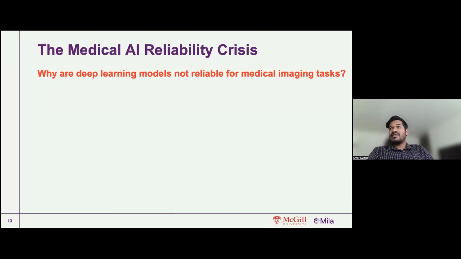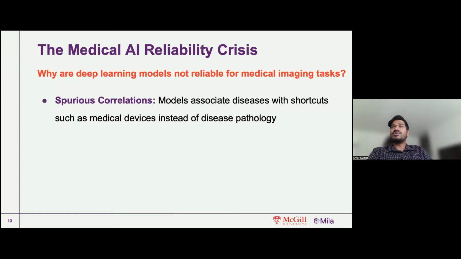So this is the medical AI crisis: deep learning models are not reliable in medical imaging tasks. If we drill down further, what are the issues that we see? The first issue that we come across is spurious correlation. If you're not familiar with this, it can simply be understood in terms of shortcut learning, which is that while doing this medical analysis, it's possible that the model achieves very high performance, but instead of looking at the underlying disease, it's latching onto something that it should not latch onto. So essentially it finds shortcuts in order to satisfy the objective function that is given.